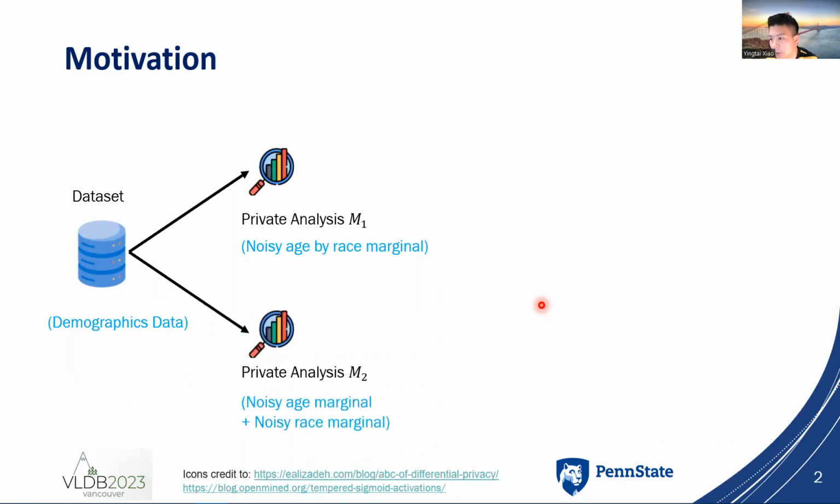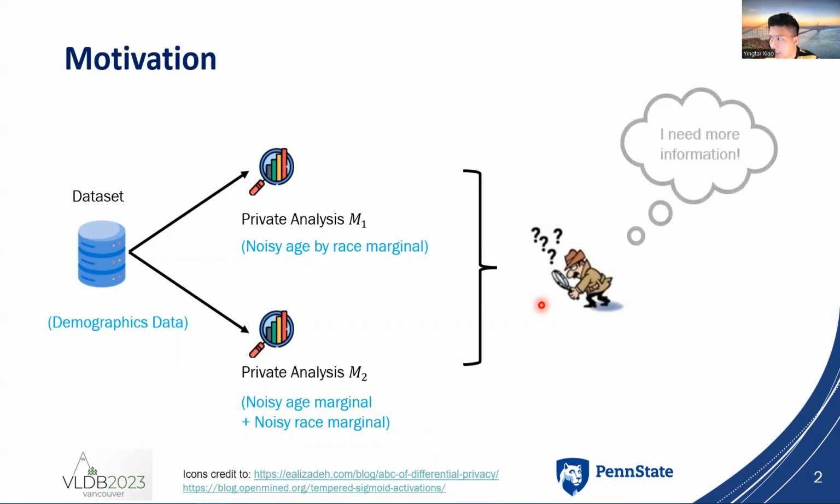At the same time, we're not sure if this is good enough. So we also have another set of mechanisms, which are two one-way marginals. The first marginal asks for the age marginal, and the second one asks for the noisy race marginal. So the analyst is curious about which mechanism is better. He doesn't know which one is better because he can't know the answer before he actually looks at the data.